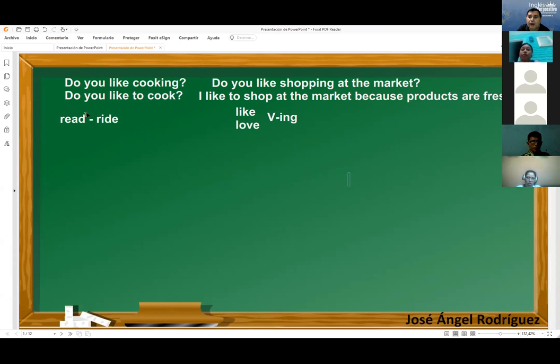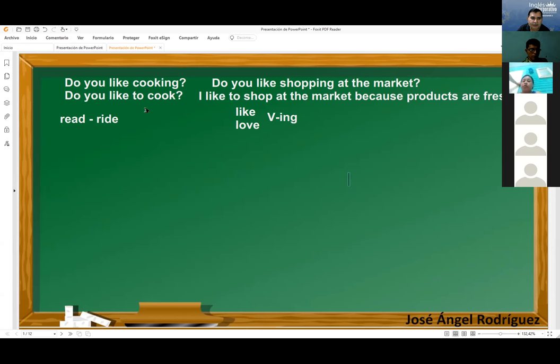¿Cómo se pronuncia ese? How do you pronounce it? Read. How do you pronounce this one? Write. Read, ING. Reading. Writing. Okay. Dice usted, a este le quita la E y pone ING. Entonces usted dice, reading a book. Riding a horse. Montar a caballo. Right? Ride a horse.